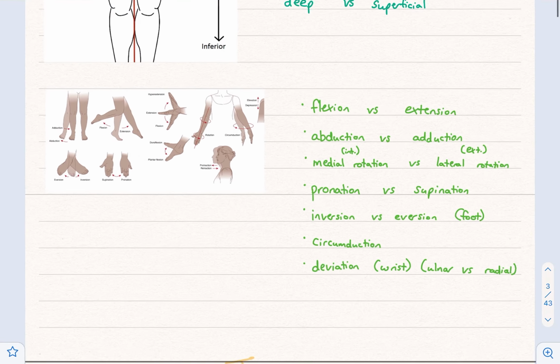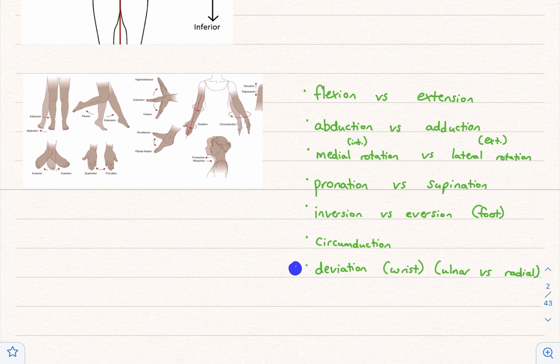Deviation of the wrist is an interesting one. You might come across it being described with abduction, adduction. Have your hand out at the side like this. If you move your hand outwards, just at your wrist, that would be radial deviation, because your radius is on the side of your thumb, and you're pointing it outwards to the side of the radius. That might also be called wrist abduction.